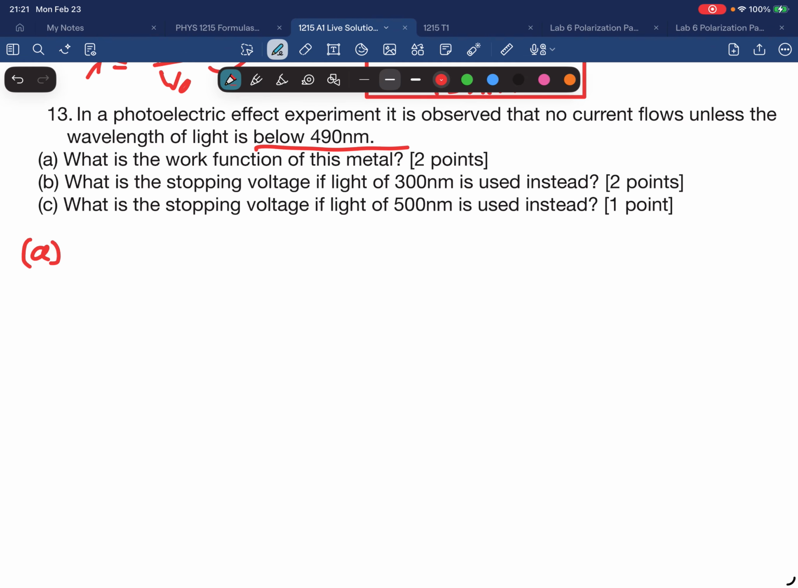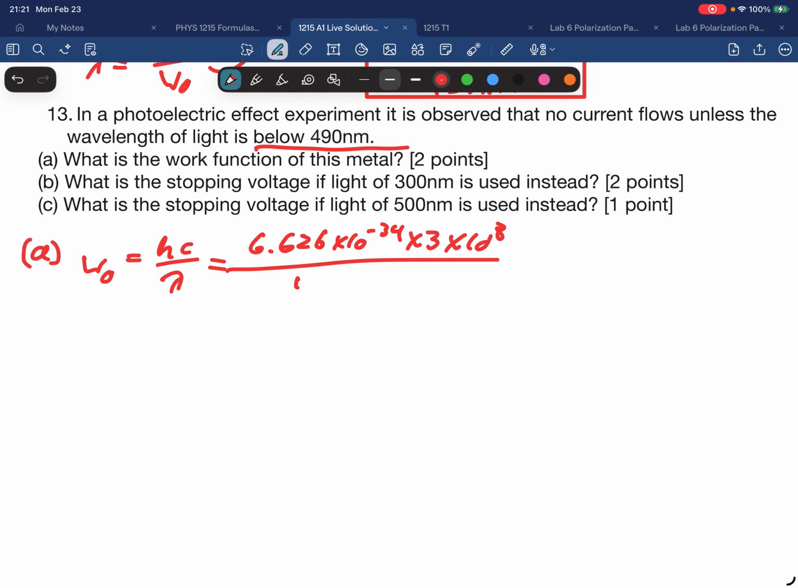So, just like before, we haven't been asked about the kinetic energy stopping potential at all yet, so we can go ahead and use this equation. We're looking for work function, so we don't need to do any rearranging. Just plug in right away. We are given 490 nanometers here as well.